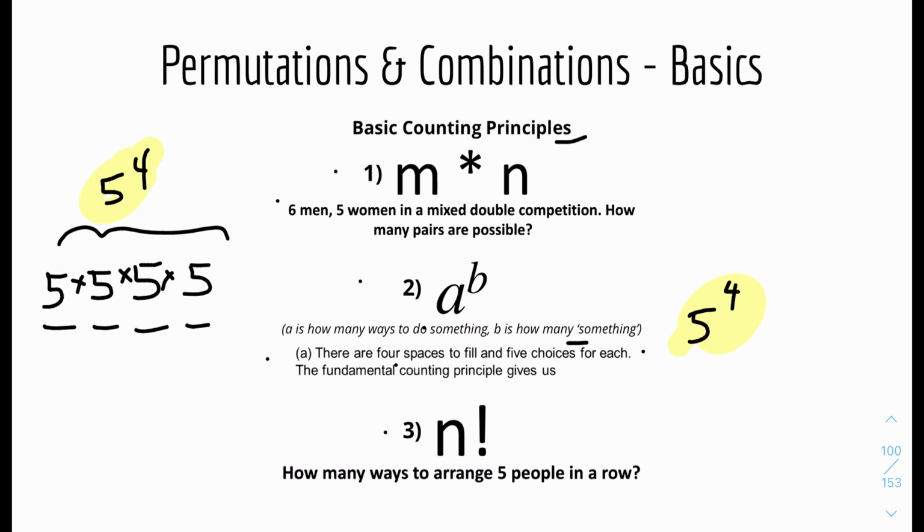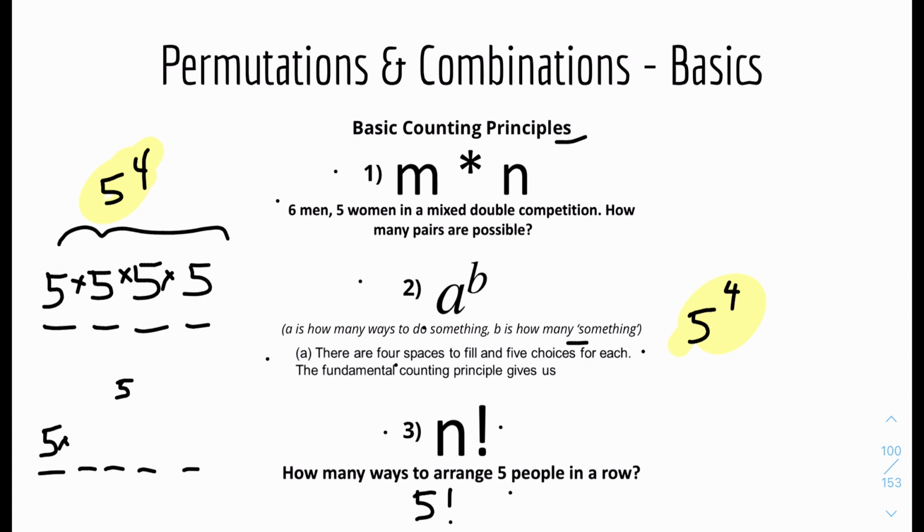And number 3, we have n factorial, and we'll look into the factorial sign later. Basically, n factorial is used when you're trying to arrange different things without any condition. So how many ways to arrange 5 people in a row? It'll be 5 factorial. Let's say we have 5 seats, 1, 2, 3, 4, 5, and 5 people. In the first seat, you can arrange 5 people because there's originally 5 people.